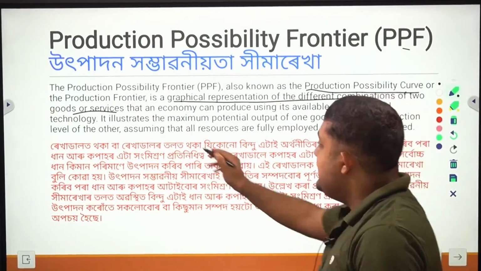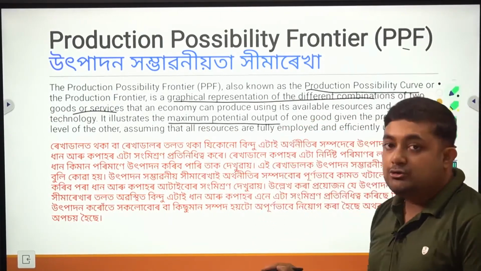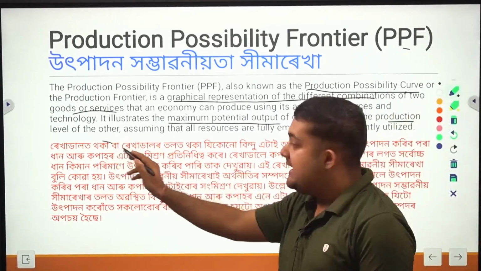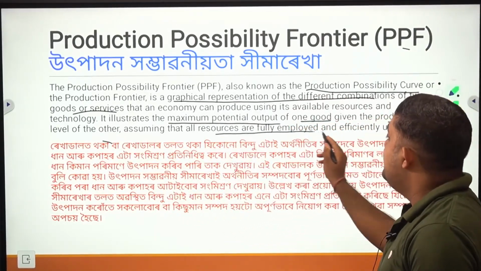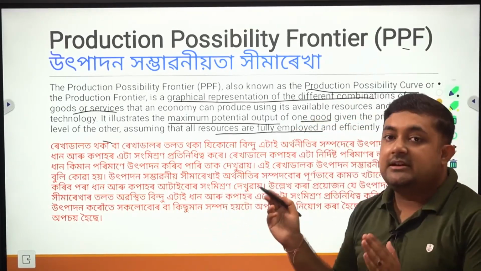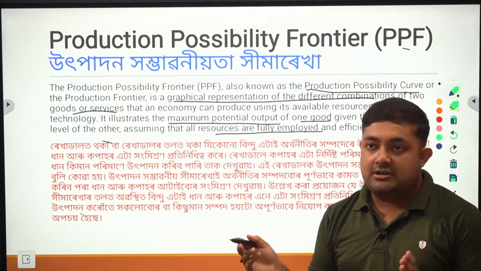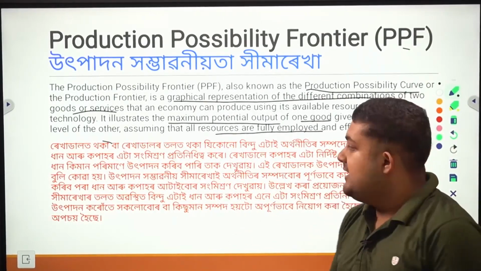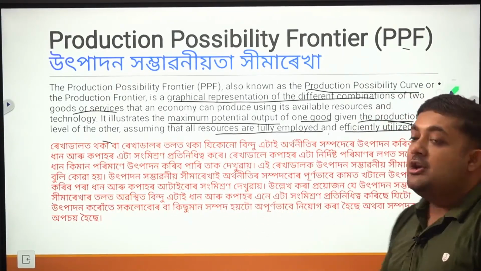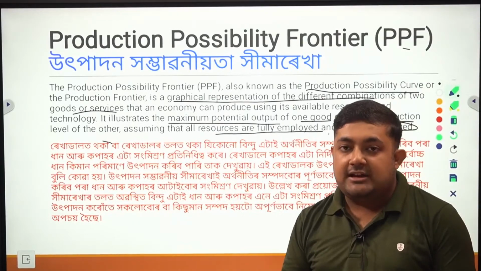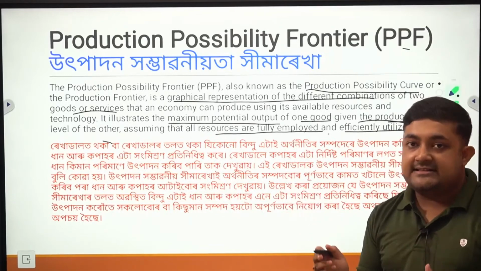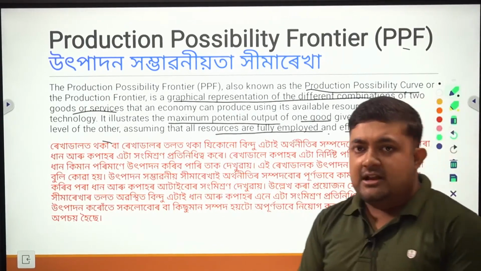Okay? It illustrates the maximum potential output of one good given the production level of the other, assuming that all resources are fully employed. So remember this, in the production possibility curve or frontier, one of the important assumptions is that all the resources are fully employed and efficiently utilized. Okay, we utilize our resources efficiently. So this is one of the basic assumptions of the production possibility frontier.